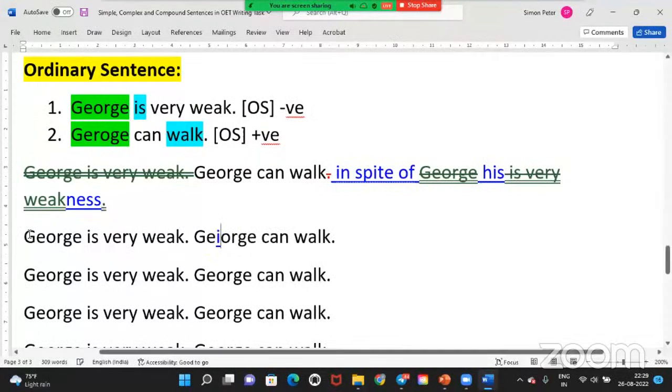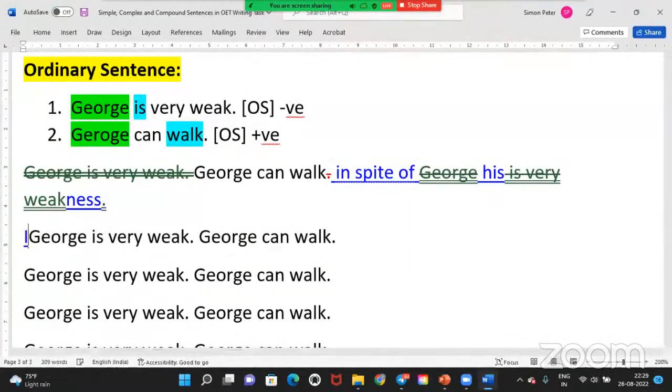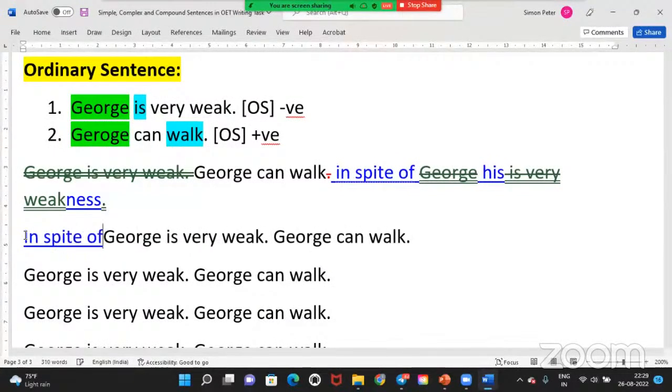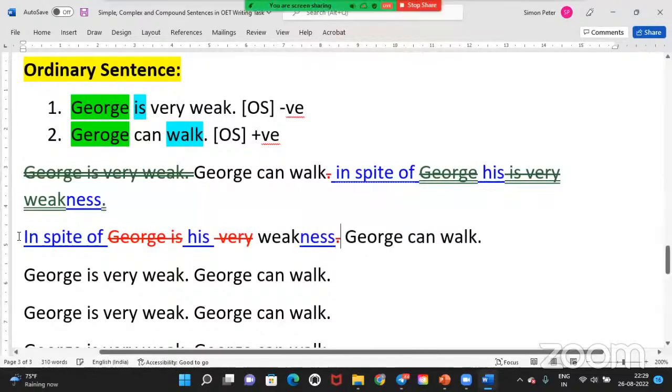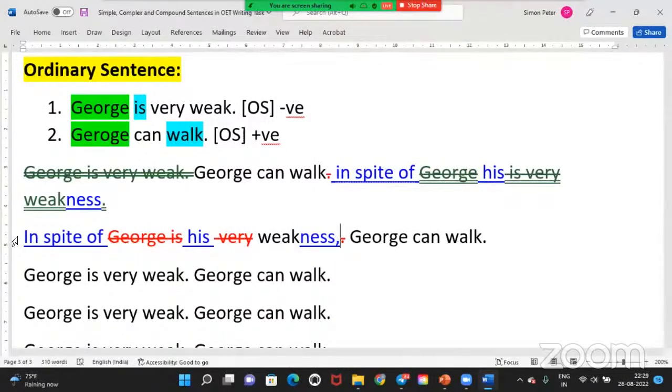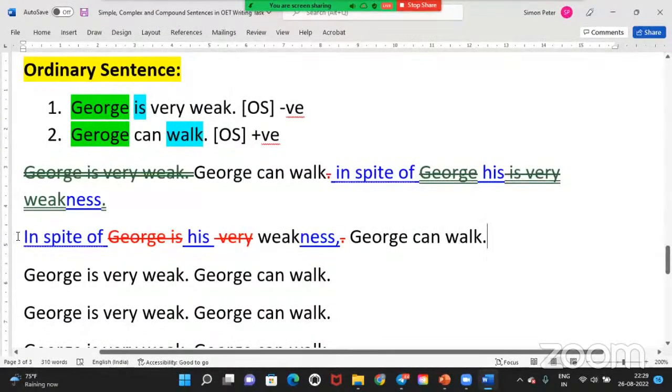Now the same thing here. "In spite of" is in the middle. But the same thing, you can stress on "in spite of". In spite of his... Same thing, only the things are brought forward, that's all. In spite of his weakness, remove full stop and put a comma. George can walk, finished. In spite of his weakness, George can walk.